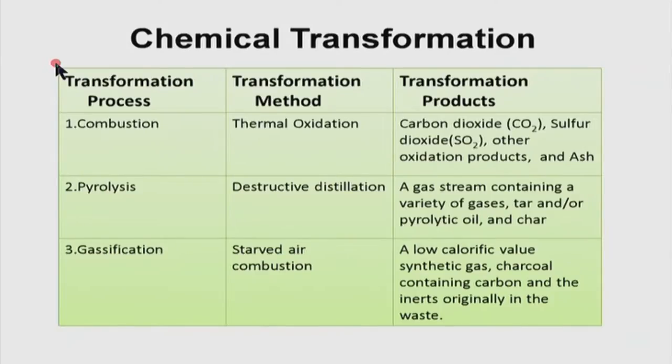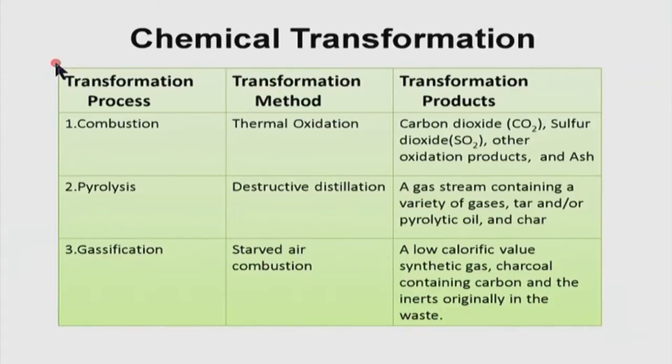And the second chemical transformation could be pyrolysis. In pyrolysis, we do not pass oxygen. It's a thermal destruction at elevated temperature, but in the absence of additional air or oxygen. And what we get is tar oil, pyrolytic oil, and sometimes some gases which can be further used. And then of course we get char also.